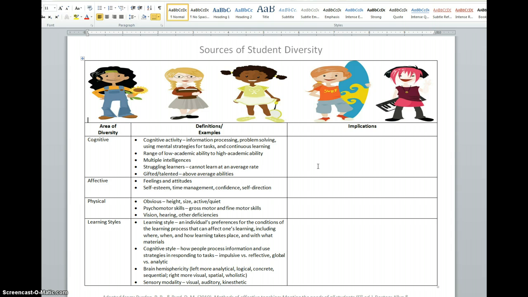Another implication is that we should offer variety, a variety of challenges, a variety of ways to assess them, ways to instruct them. And then another thing that I thought of as far as an implication is that we need to be people who are looking for the potential in our students and to really look for and celebrate what's unique about them and their individual strengths.